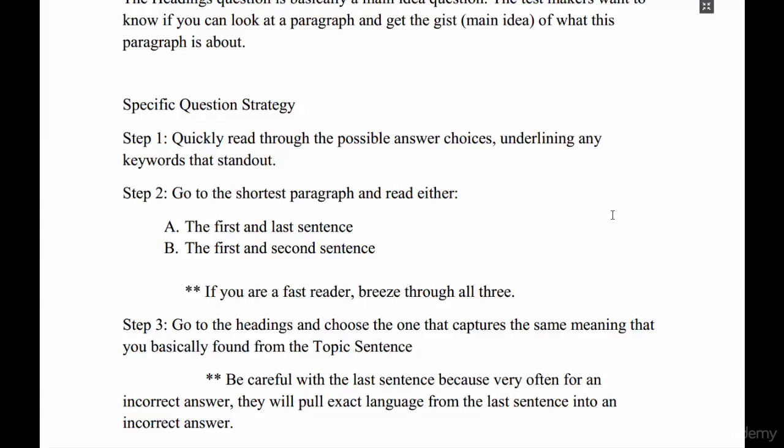Then go to the headings and choose the one that captures the same meaning you basically just found in the topic sentence. Remember, it's all about being able to find the right meaning. Okay?